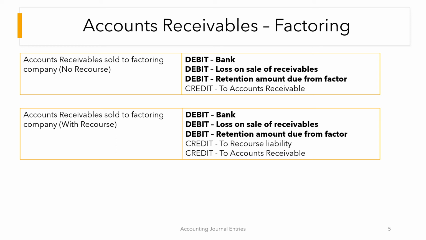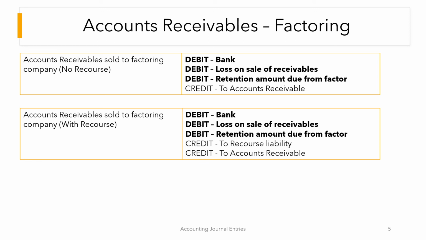And in the case of accounts receivable sold to the factoring company where we have a recourse available, the entry would be almost similar except for one segment. So it will be debit to bank, debit to loss on sale of receivables, debit retention amount due from factor, credit to recourse liability, and credit to accounts receivable.